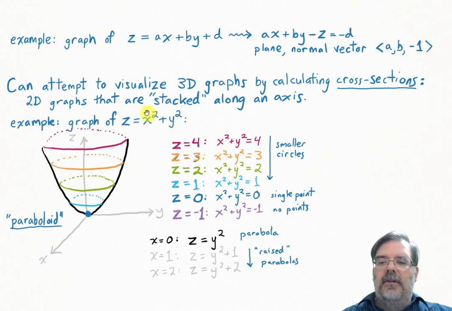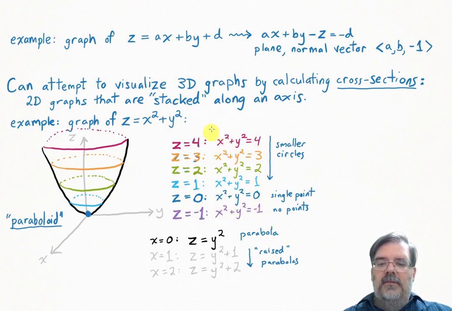So for example, let's say you want to determine the shape of the function z equals x squared plus y squared. You could try different values of z. Right? So here I'm considering the values z equals 4, 3, 2, 1, 0, and -1, and trying to understand, when we plug these values in for z, what are these graphs of?